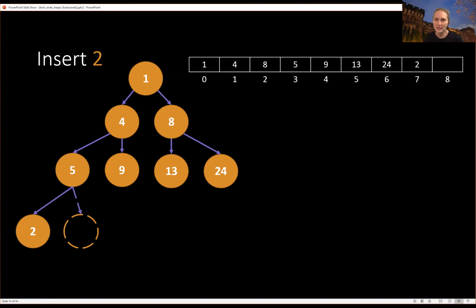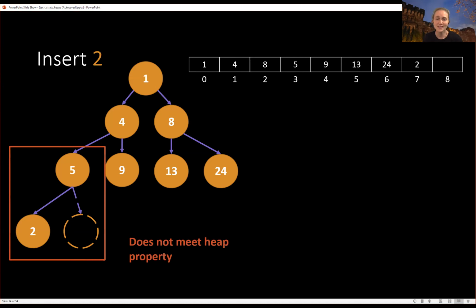So when I want to insert a number, I just fill in the first empty spot. So in my diagram, I'm sticking the number 2 as the left child of 5, filling in the rows, filling in the levels left to right. And that means I've put it in the first empty spot in the array. But there's a problem. This doesn't meet the heap property. So what do we do?